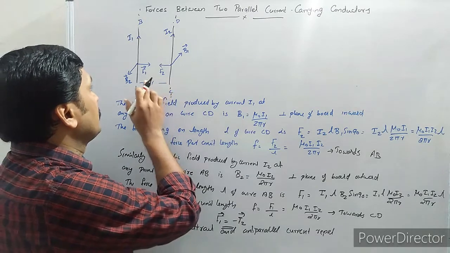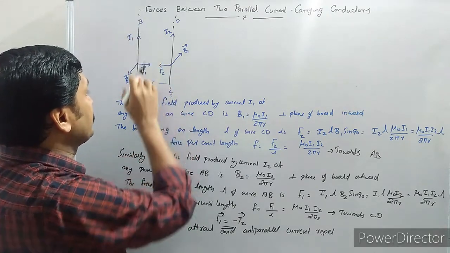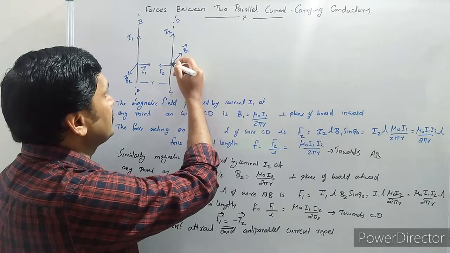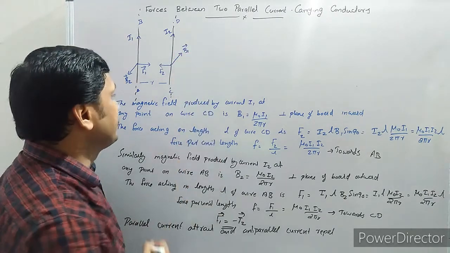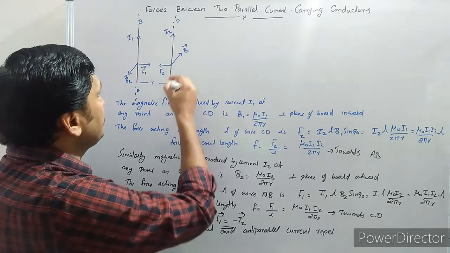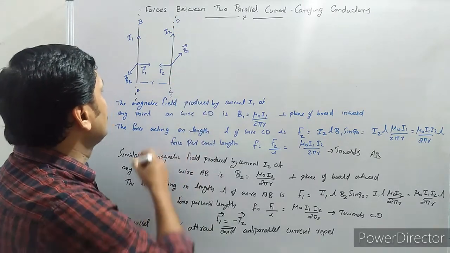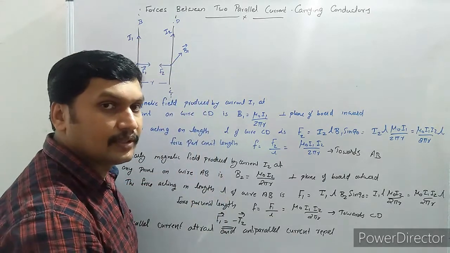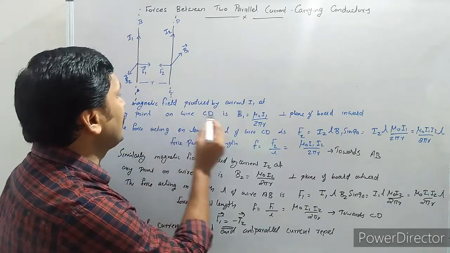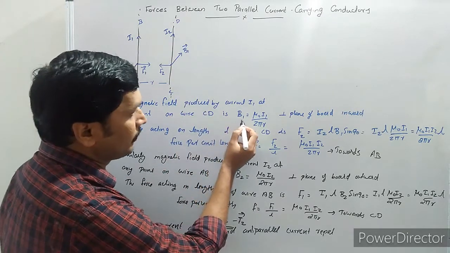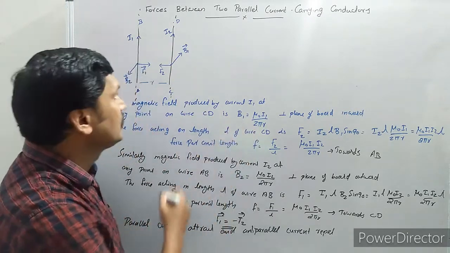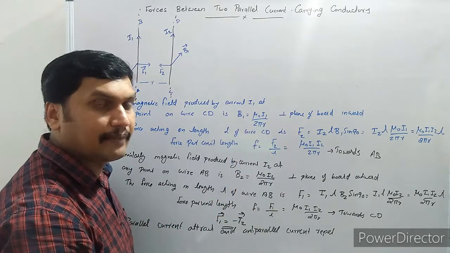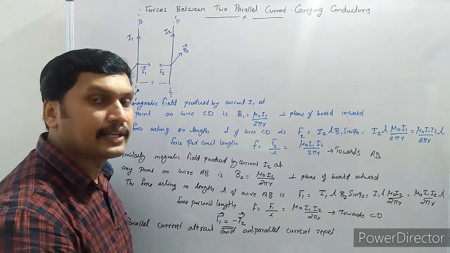Now, suppose you are considering the first conductor, AB, which produces a magnetic field at the site of CD. At any point of the conductor CD, the current I1 produces a magnetic field. We can write this magnetic field at the point on CD as B1 equals mu 0 I1 by 2 pi r.